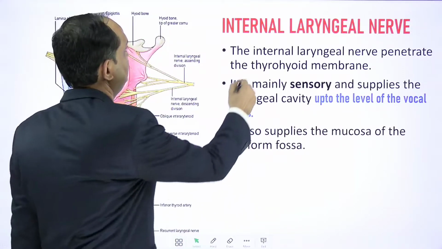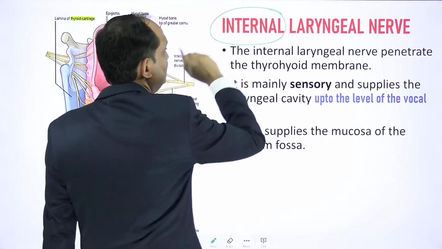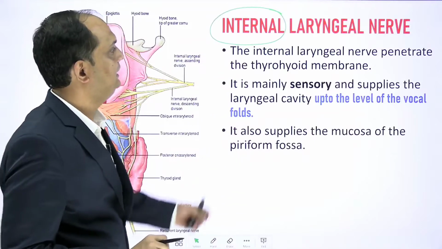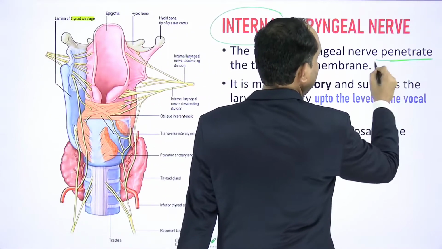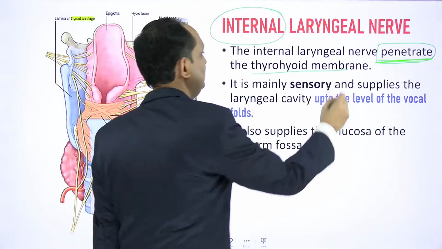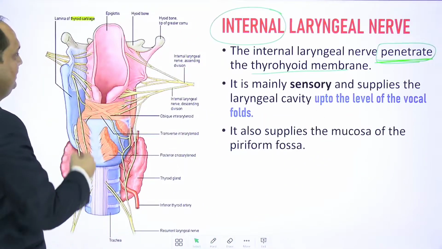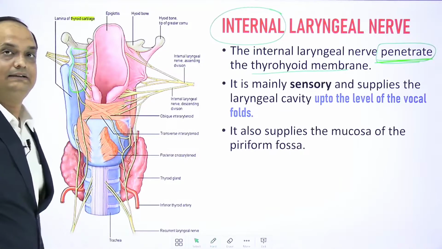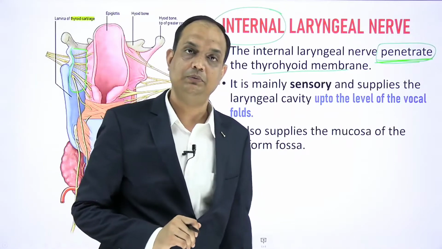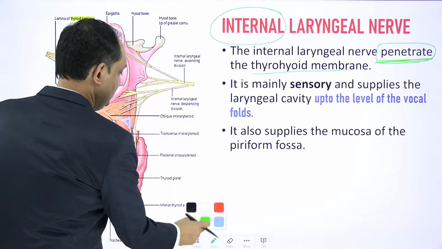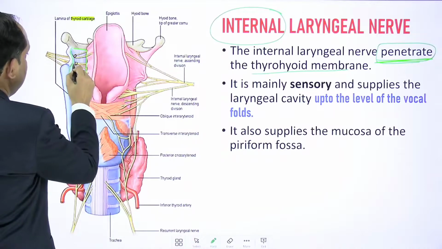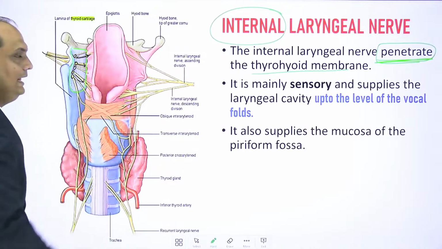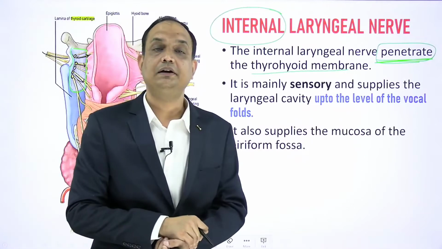Now what about the internal laryngeal nerve? As the name suggests, it goes inside the larynx. How does it enter? The internal laryngeal nerve enters by penetrating the membrane known as the thyrohyoid membrane. In this diagram, the blue area is your thyrohyoid membrane, which is a connection between the thyroid cartilage and the hyoid bone. Here you have a small aperture in the membrane, and through that aperture this nerve enters the larynx. That's why it is known as the internal laryngeal nerve.